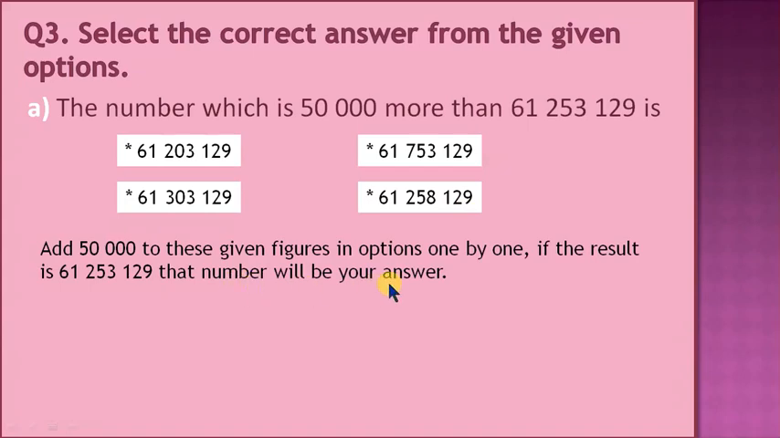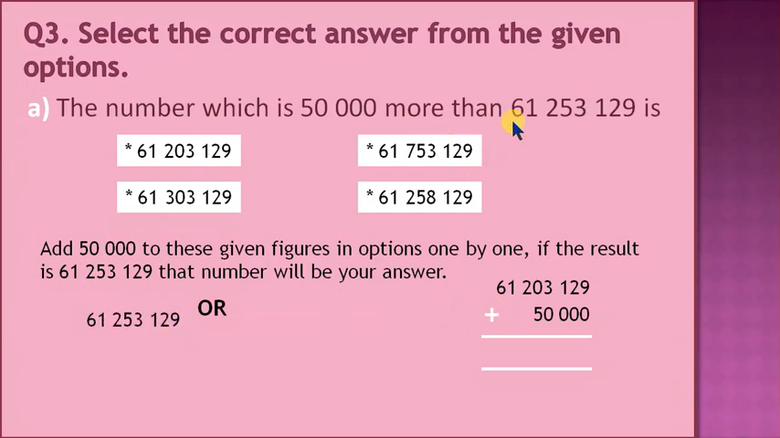Okay, first add this value into the first option. Okay, right, first 61,203,129 and this one. Yes, add 61,203,129 and 50,000. Okay, now, or what will you do? Second method: if you subtract 50,000 from this value, you will get the answer.